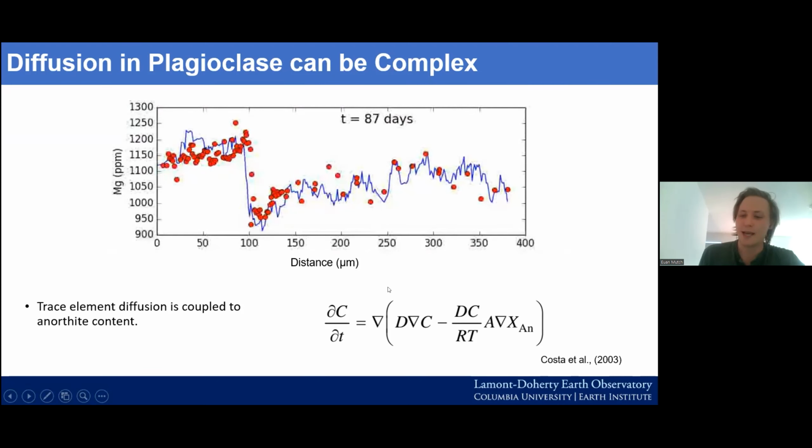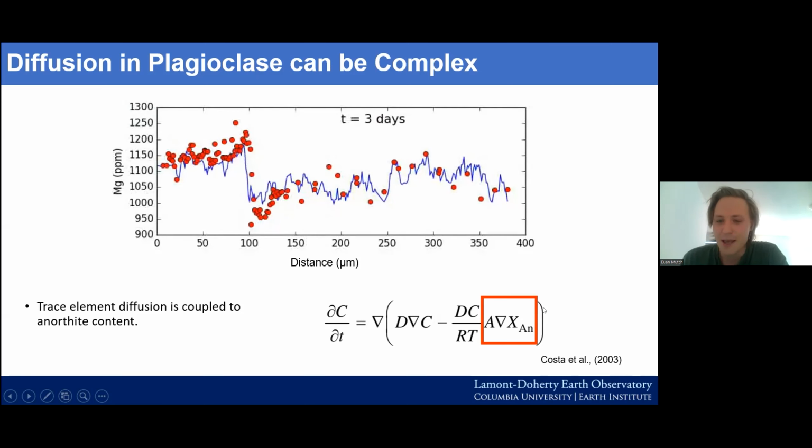And so to tackle this, we have to modify the diffusion equation, or Fick's second law. This is what Fidel, Costa, and others did back in 2003. What they had to incorporate was this A parameter, which is a thermodynamic parameter that describes this non-ideal interaction between the trace elements and the anorthite components.